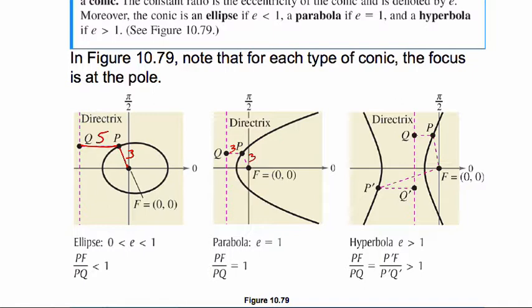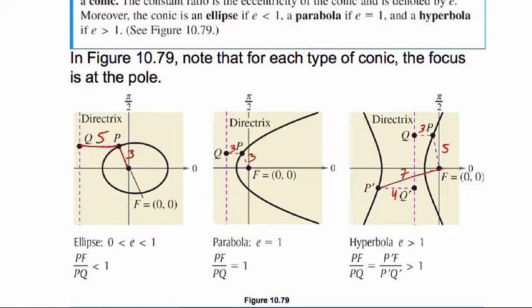Now, last one, the hyperbola. The E value is going to be greater than 1. So the point to the focus is going to be larger than the point to the directrix. Like on this point to this focus, maybe that's like 7, and this is 4. The point to the focus is always going to be larger than the point to the directrix. So the point to the focus divided by the point to the directrix is going to be greater than 1.